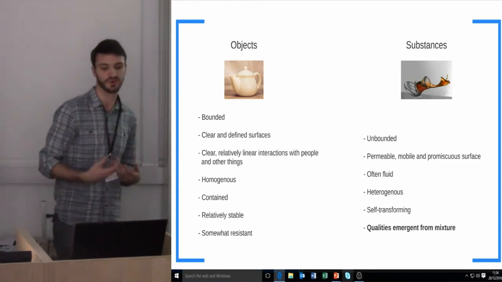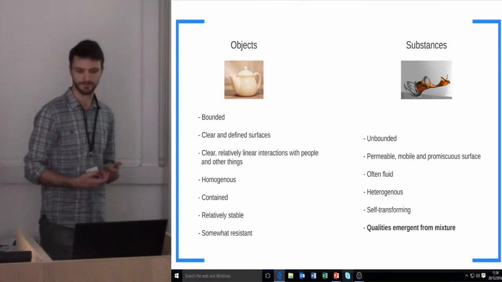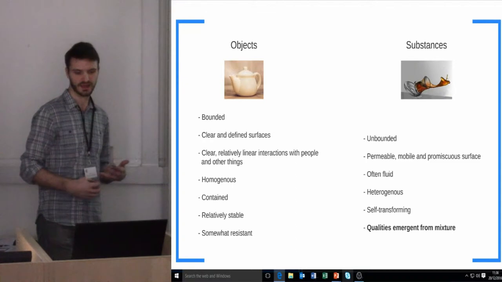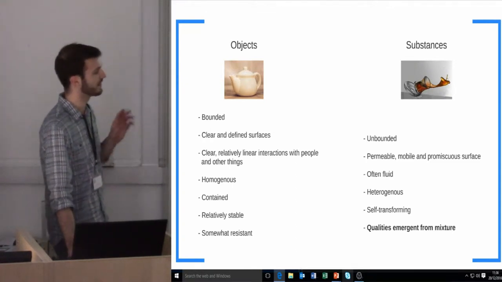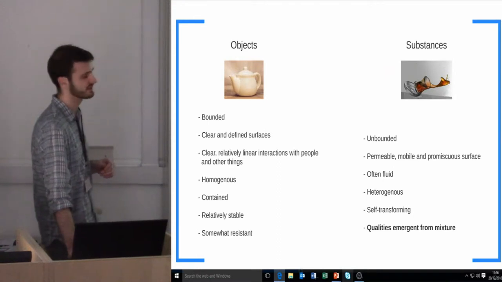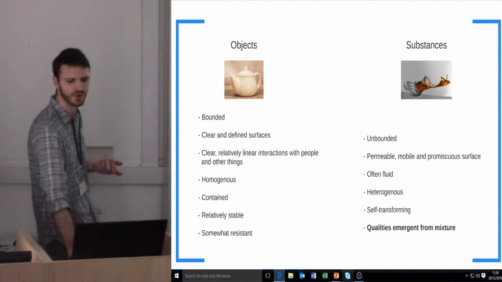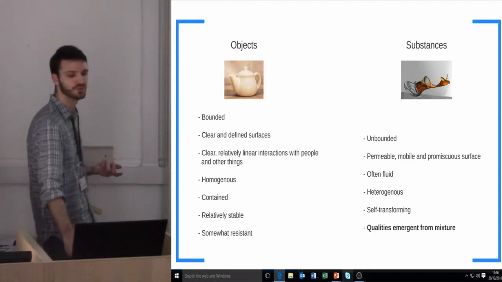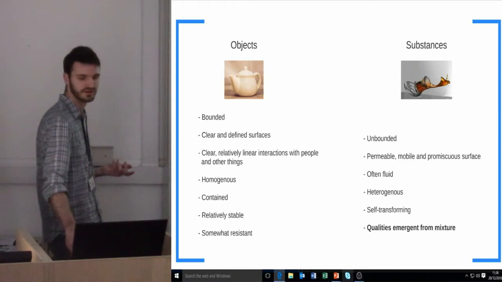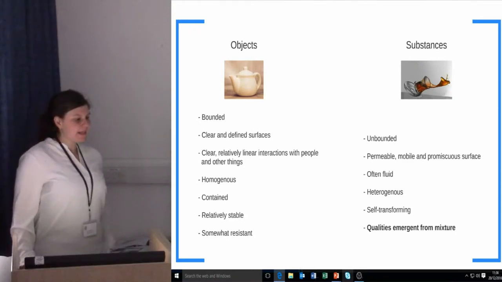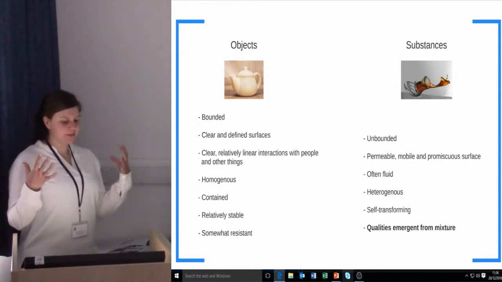Substances are self-transforming and active. They have their own processes, and they change over time. And where substance can be less resistant, kind of on the surface, than things, they're often more obstinate in their own way. You can cut through water, but you can't really keep water in one place for too long unless you freeze it.